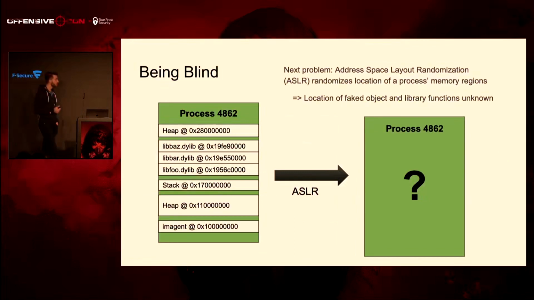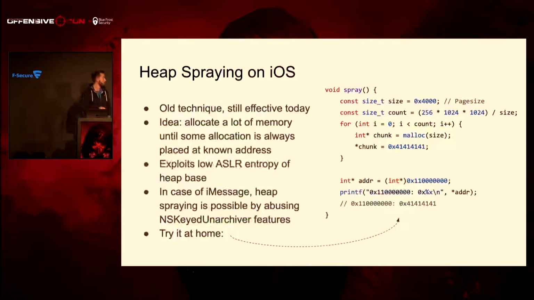Now, the obvious problem we have here is ASLR. So we don't actually know where anything is in memory. We don't know where our fake objects end up when we put them in memory. And we also don't know where libraries are. So we don't have code pointers. And we'll tackle this problem in 2 parts.